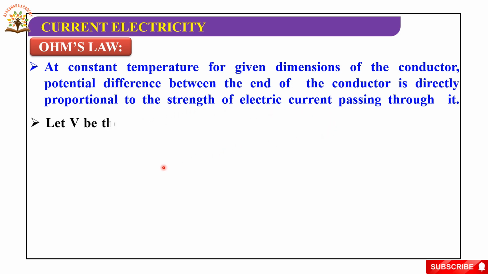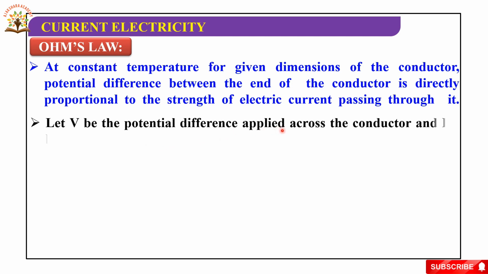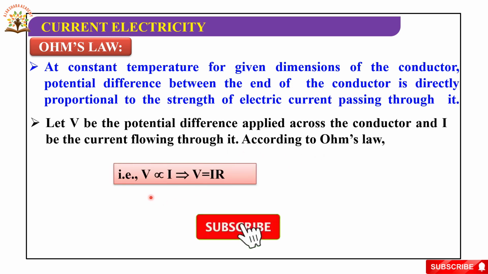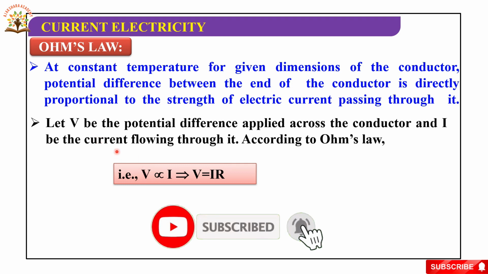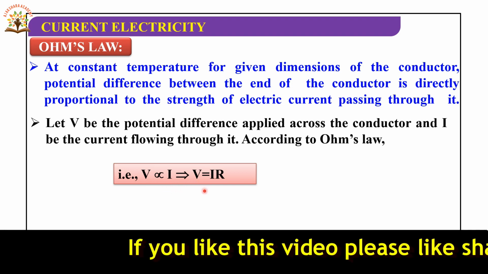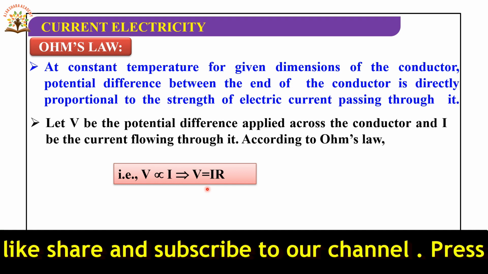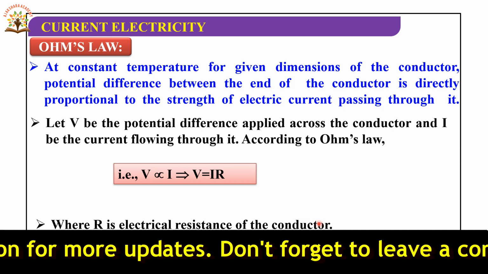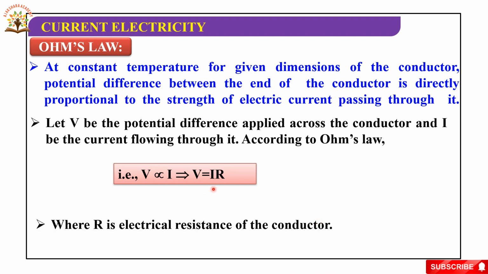So, let V be the potential difference applied across the conductor and I be the current flowing through it. According to Ohm's law, mathematically it can be written as V is proportional to I. If you remove the proportionality, you have to put a constant, that is R. So V equals IR, where R is the electrical resistance of the conductor.